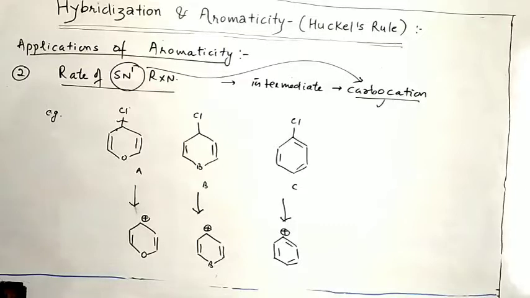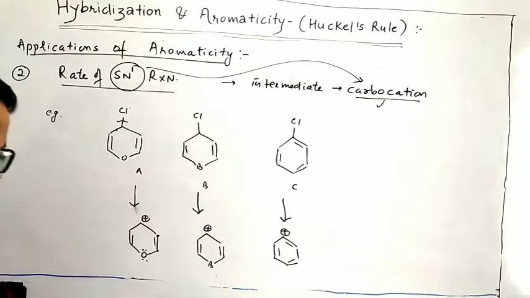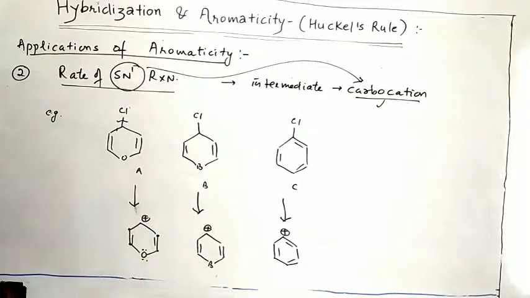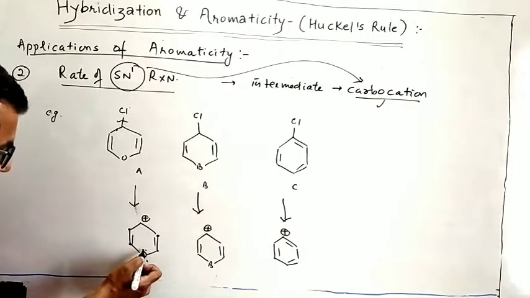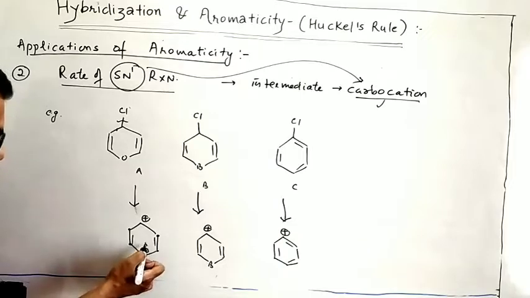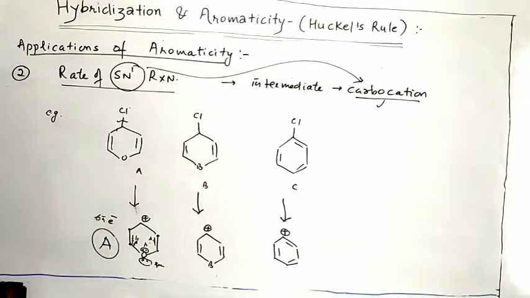Carbocations are formed here. Now we will compare the stability of these 3 organic species. For the first one, let's see whether it is completely conjugated or not. All the carbon atoms as well as this oxygen are sp2 hybridized. It means it is completely conjugated. It is flat. Now we have to count the number of pi electrons. In the case of oxygen, I have explained before, 1 pair is present in sp2, the other pair is present in p, so there are a total of 6 pi electrons, so this compound is aromatic.